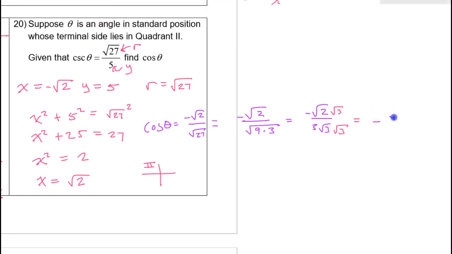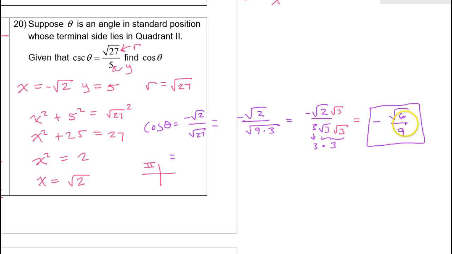So that's going to give me negative radical 6 over 9. Radical 3 times radical 3 is 3. Alright, so bringing this 3 down, that's 3 times 3. So I'm going to have 9. So this should really be your answer.